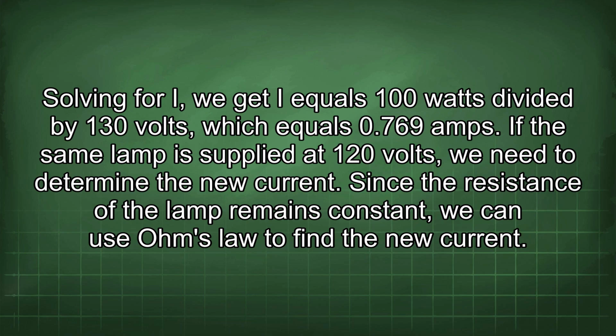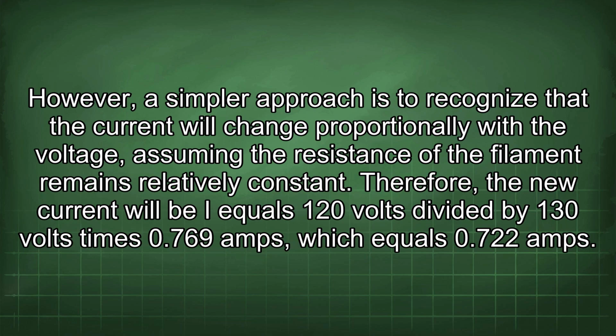0.769 amps. If the same lamp is supplied at 120 volts, we need to determine the new current. Since the resistance of the lamp remains constant, we can use Ohm's law to find the new current. However, a simpler approach is to recognize that the current will change proportionally with the voltage, assuming the resistance of the filament remains relatively constant.